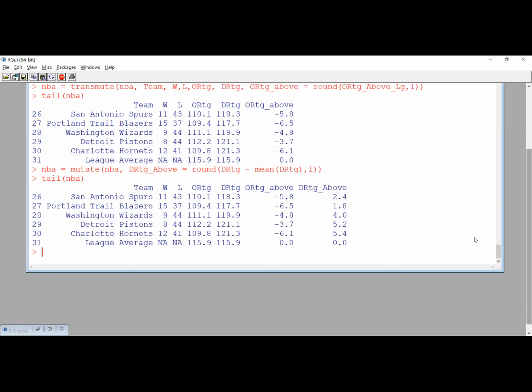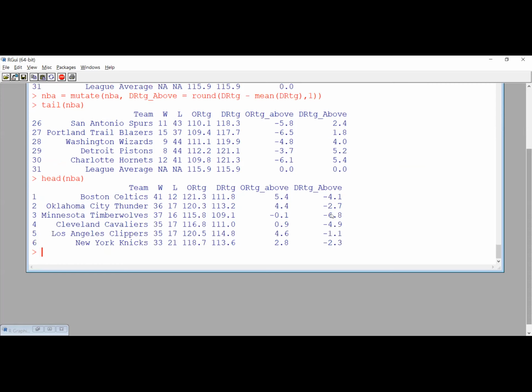Okay, yeah, so that looks good. Notice these are positive. That's bad, right? The defensive, so that's more interesting maybe. So Celtics 5.4 above, and they're holding their opponents to 4.1 below. So it's actually this minus this that is a nice standardized net rating.